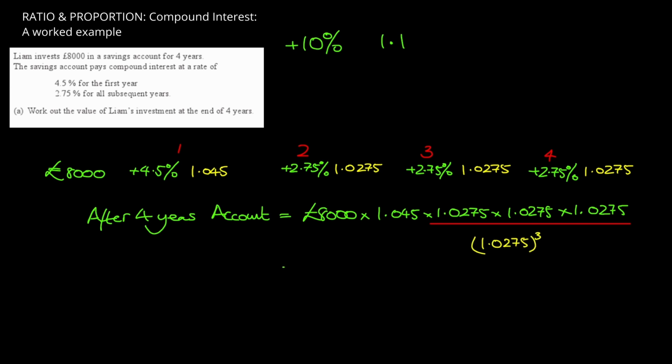So we have £8,000 multiplied by 1.045 and then multiplied by 1.0275 cubed. Pop that into a calculator and get £9,068.84. And that's your answer.